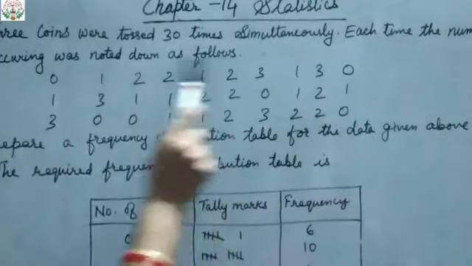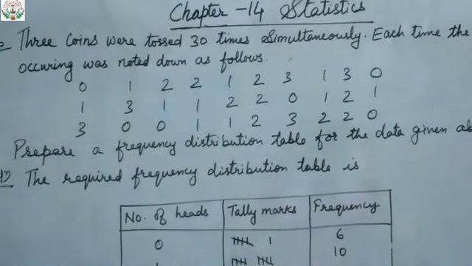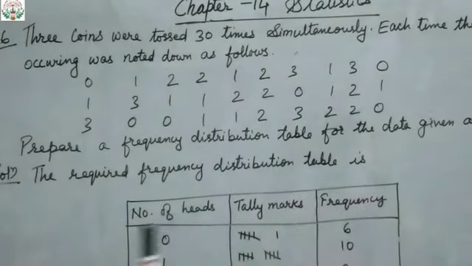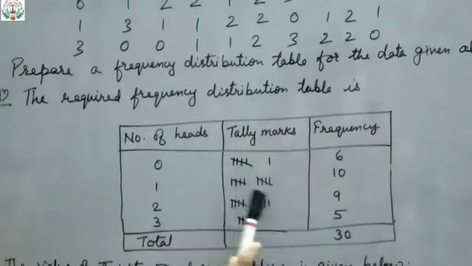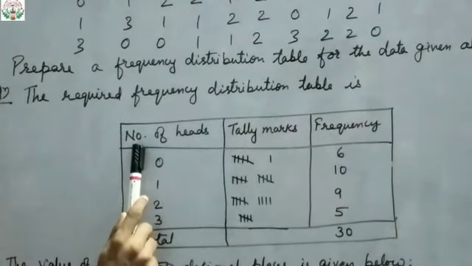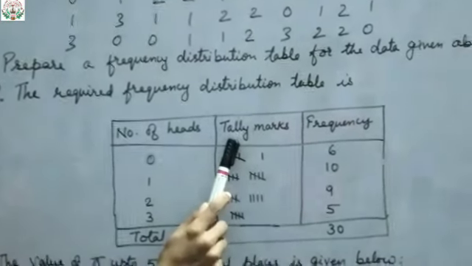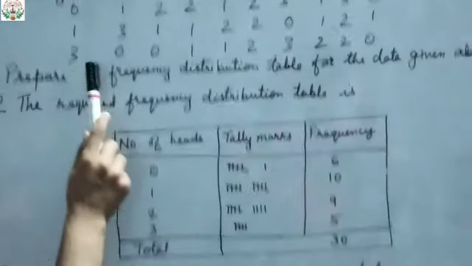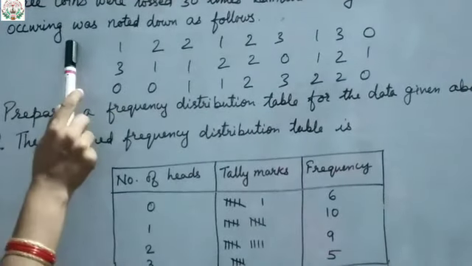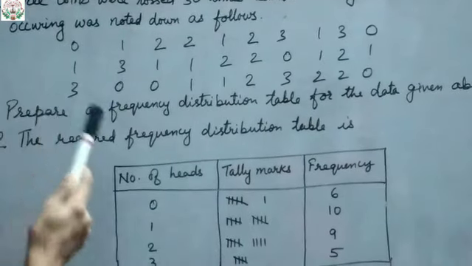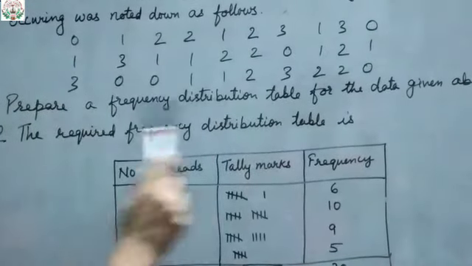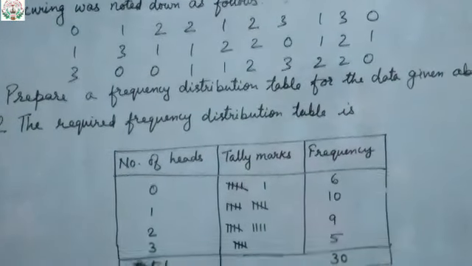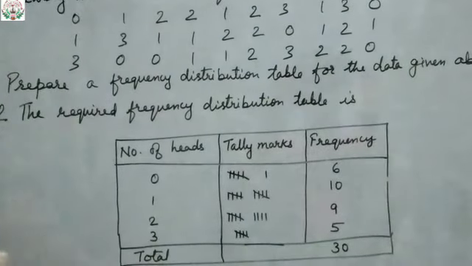For this data, we have to prepare the frequency table. So now see the solution. The required frequency distribution table is: draw this table and make 3 columns. First one, give the heading as number of heads. Then second one, tally marks. And third as frequency. So for number of heads, what numbers can you see? That is 0, 1, 2 and 3. These are the 4 numbers we could see here. So the number of heads will be 0, 1, 2 and 3.